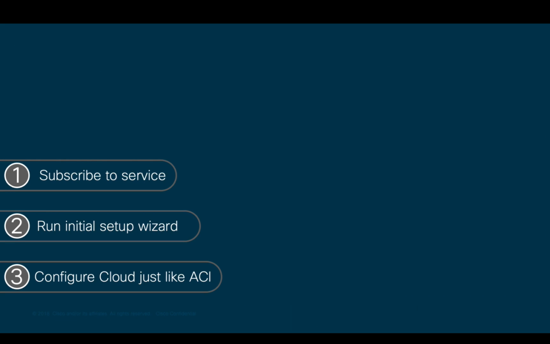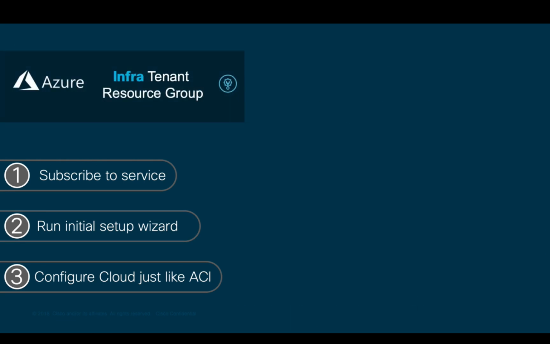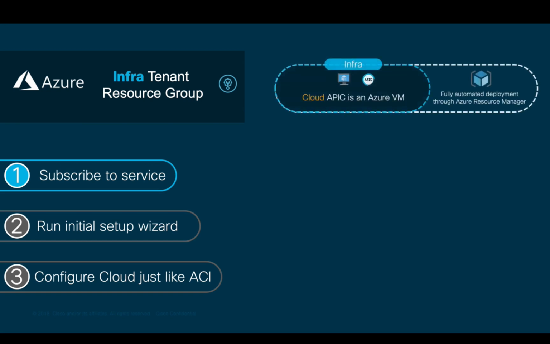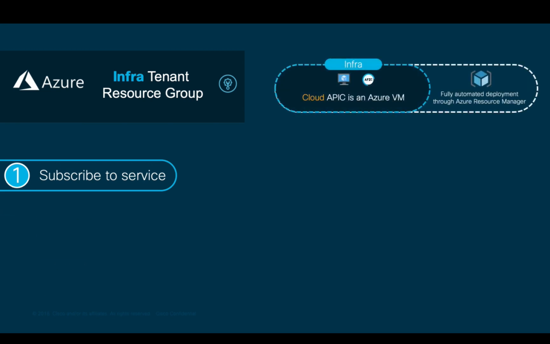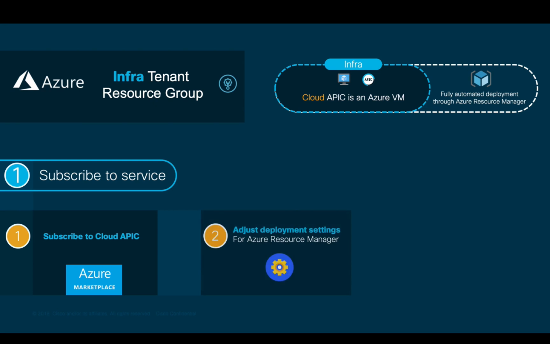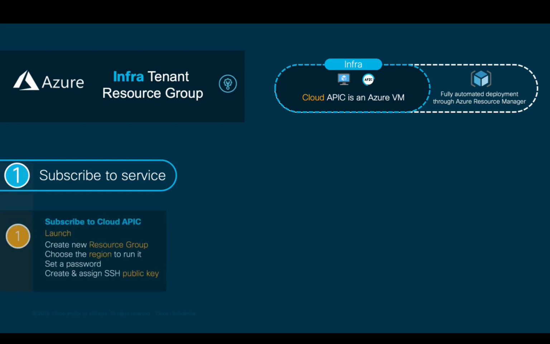Once we have all the prerequisites met, let's subscribe to the Cloud ACI service. Remember that Cloud APIC will run as an Azure VM on Azure. In order to accomplish this, we will do 3 simple steps. 1. We will subscribe to the service in the marketplace. 2. We will adjust the Cloud APIC settings. And 3. We will let the Azure Resource Manager template do the rest. Let's start with 1 then.